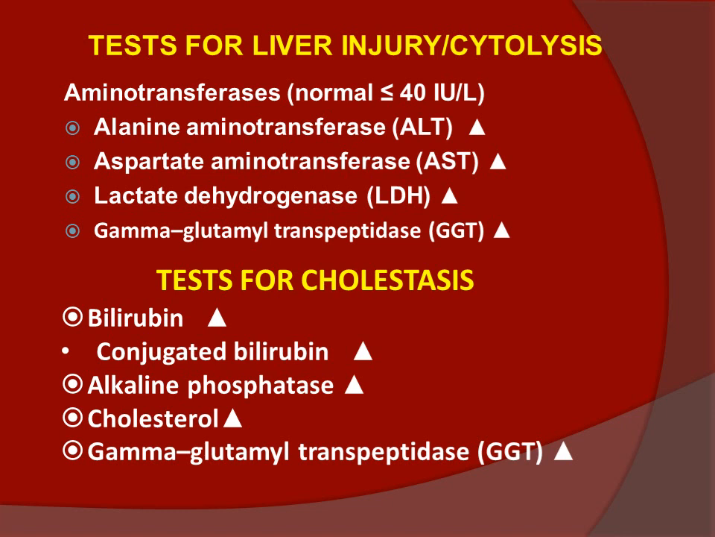Test for cholestasis. Increase in level of conjugated bilirubin shows obstruction of the bile excretion. When associated with other liver test abnormalities, a high serum bilirubin indicates hepatocellular injury.